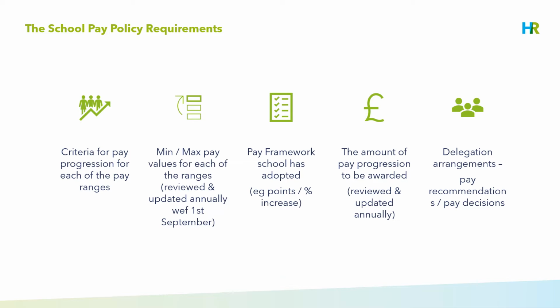These principles are unlikely to change annually, but the school may choose to review the approach periodically. The school should specify annually the amount to be awarded in pay progression. This will need to be reviewed and updated annually. For example, where a school adopts an incremental points approach, the school will need to update the value of the points to be used within the pay policy, or where a percentage increase is applied, the school will need to determine the value annually.